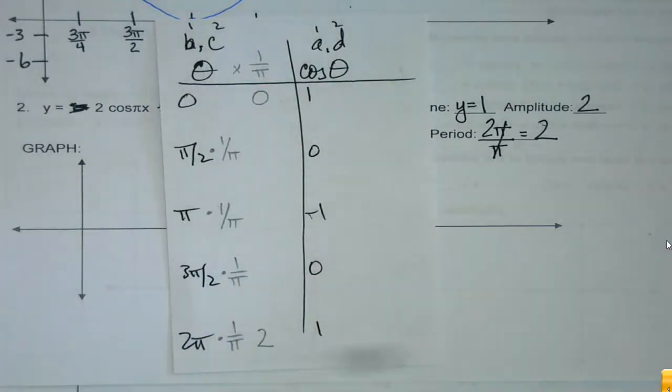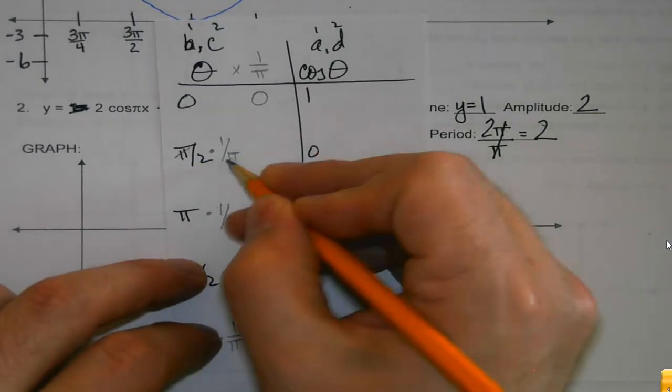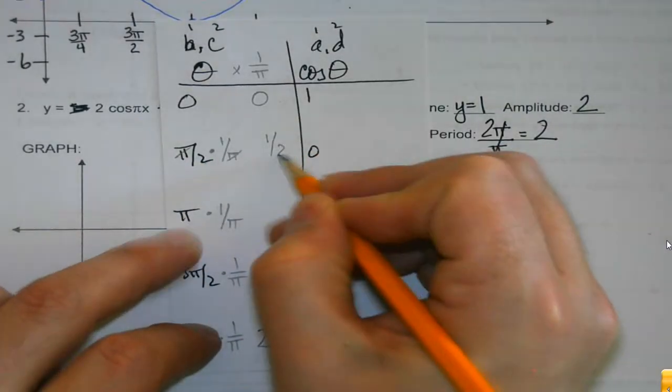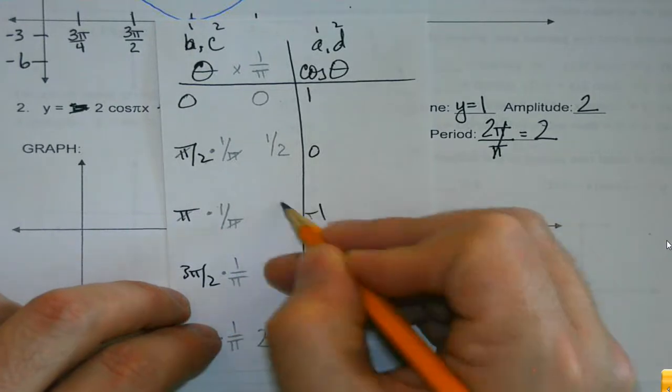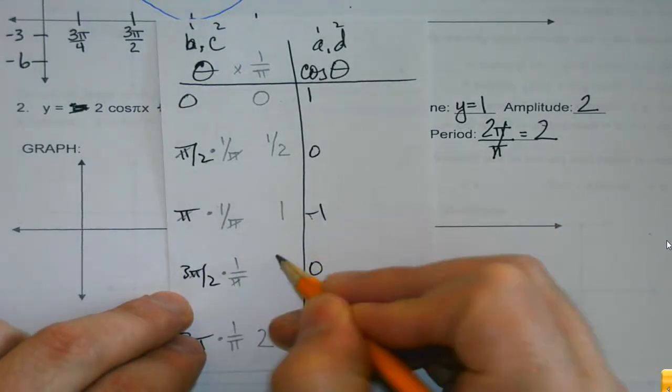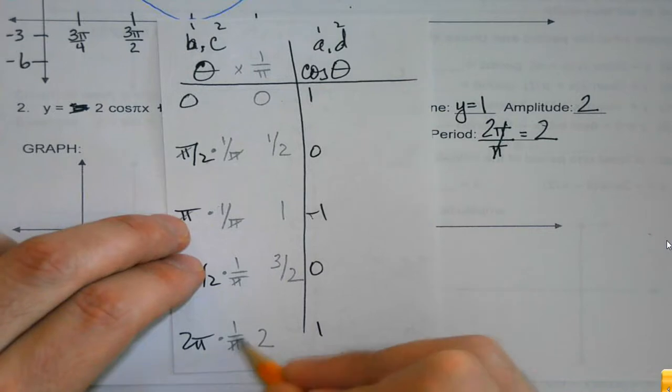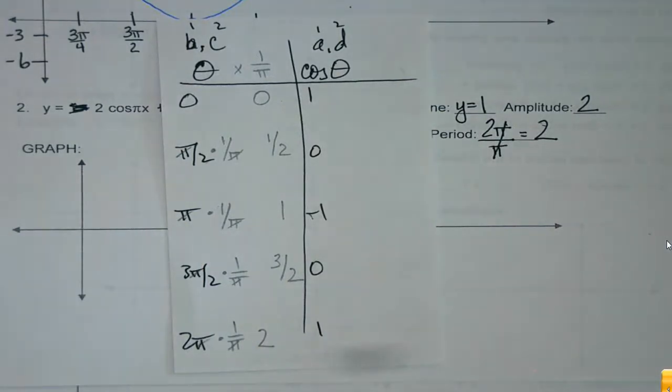So every single one of these, the pi is going to cancel out because you've got 1 in the numerator from your initial angle and 1 in the denominator from when we just did our period work. So I end up with a half, 1, 3 over 2, and 2. So I can kind of see how that works. So that part's not too bad.